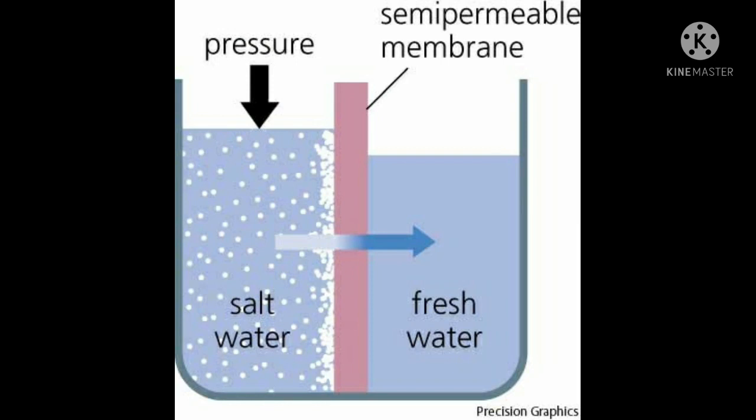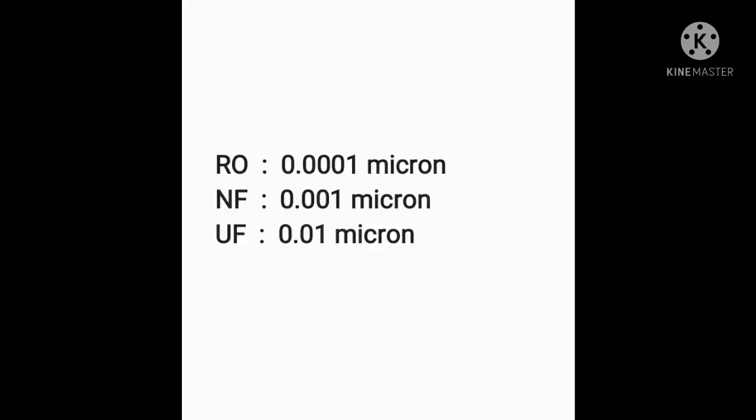And the last type is membrane filter, which consists of semi-permeable membrane having pores of different sizes. The contamination which is not able to pass through that pores gets filtered out from the water. Based on pore size, we can further divide it into RO, NF, and UF. RO is having pore size of 0.0001 micron. NF is having pore size of 0.001 micron, while UF is having pore size of 0.01 micron.